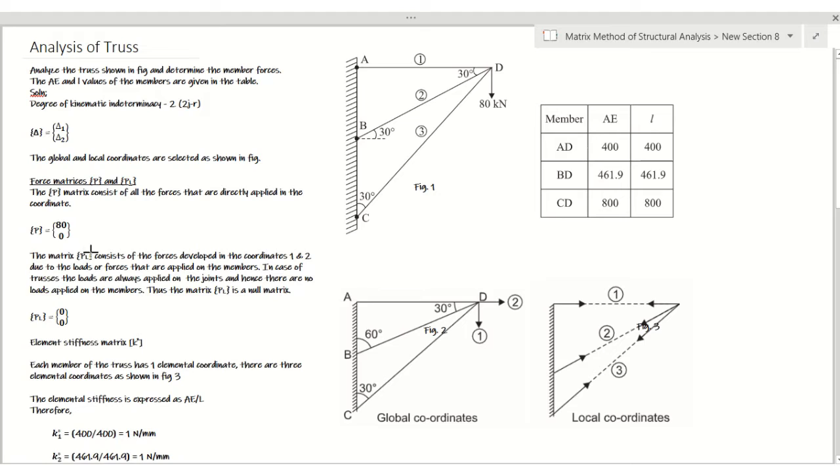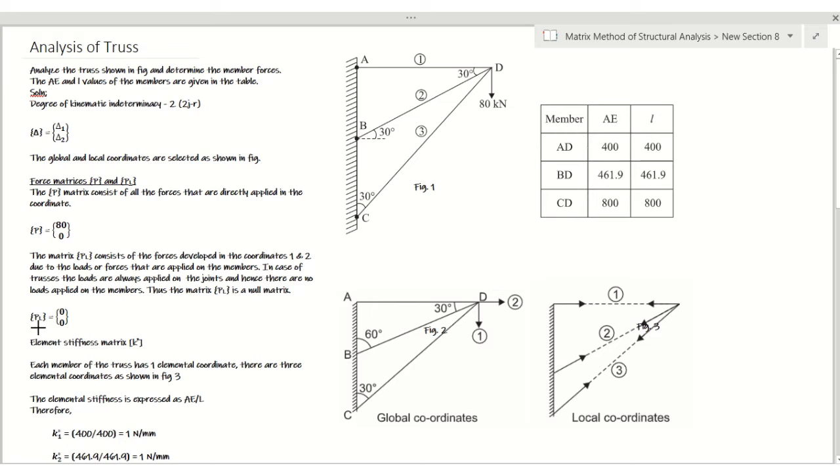And the PL matrix represents the forces which are applied other than at the coordinates. If any forces are present other than at our coordinates, then all those will be taken care of in the PL matrix. In case of trusses, there will be no forces applied over the member other than at the coordinates, I mean forces acting over the member. No such forces will be present in trusses. The forces will be applied at the joints in case of truss. So we come across no forces acting on the members. So this PL matrix in case of trusses will remain a zero matrix.